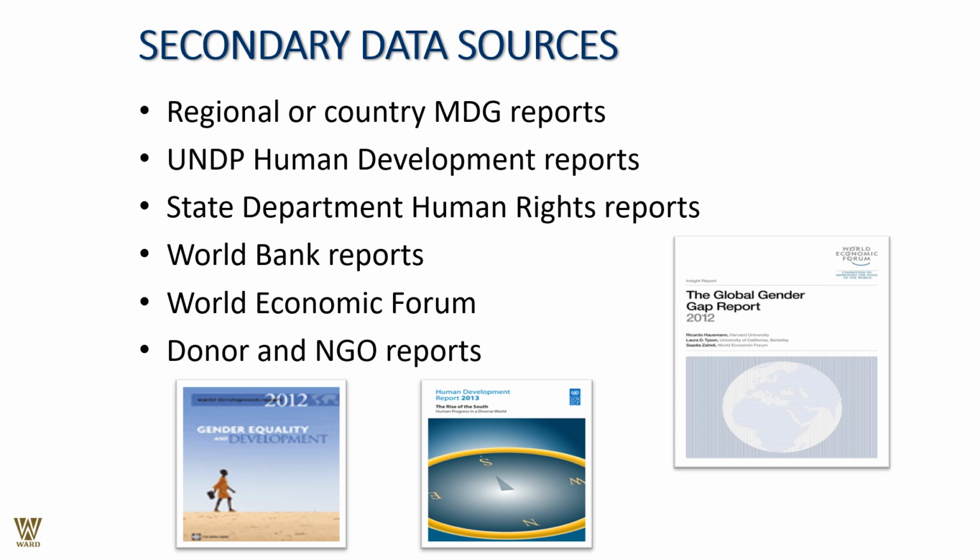Now, apart from the primary data sources, we can always use secondary data sources, which are regional or country Millennium Development Goal reports. Every region would have its own Human Development Index, be it Africa, the Middle East, or Far Eastern Asia. So we have regional or country development goals, United Nations development plans and human development reports, State Department human rights reports, the World Bank report, the World Economic Forum, and donor and NGO reports. I have just given you certain reports which have been duly published every now and then, and believe me or not, they help you understand the disparities between different regions.